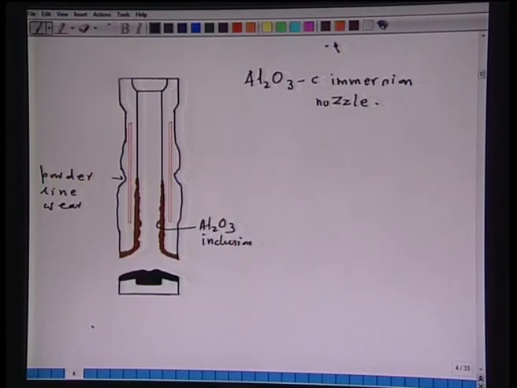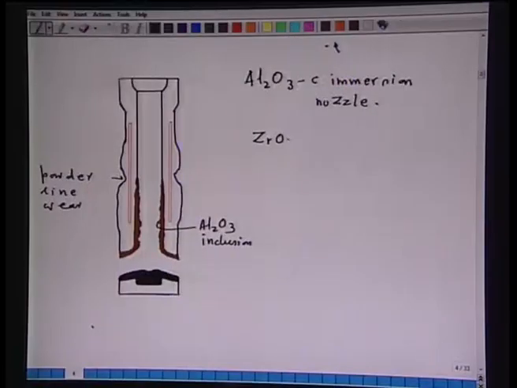So, when the alumina builds up on the walls of the immersion nozzle, what will happen? It will affect the flow rate of molten steel, because continuous casting is being done by the constant flow rate of liquid steel from tundish to mold. So, if the alumina inclusions build up, then the casting rate will be affected.